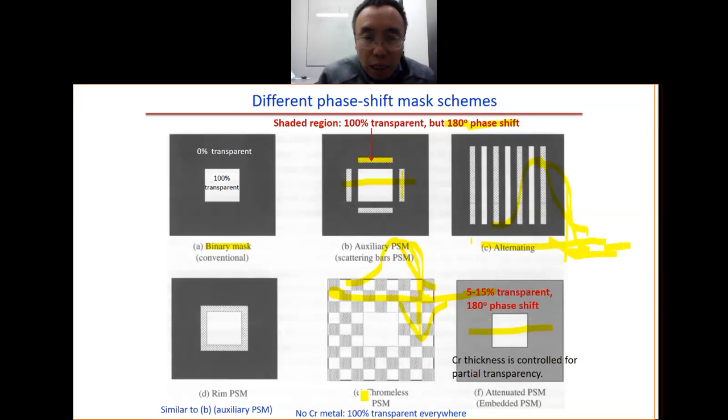So this is the chromeless. This one has no chrome, so every part is transparent. But for this part, because we have 0 degree and 180 degree, they all cancel out. So those areas all cancel out. As a result, there is no light passing through, but there is light passing through here.